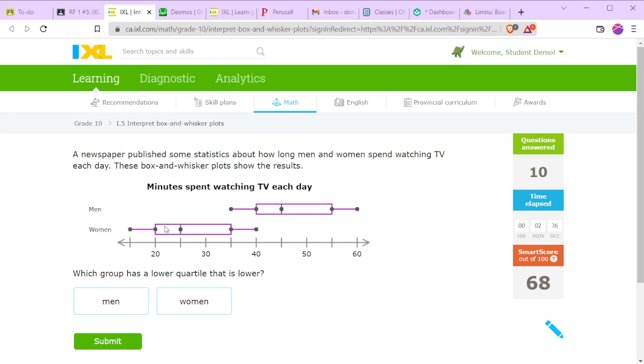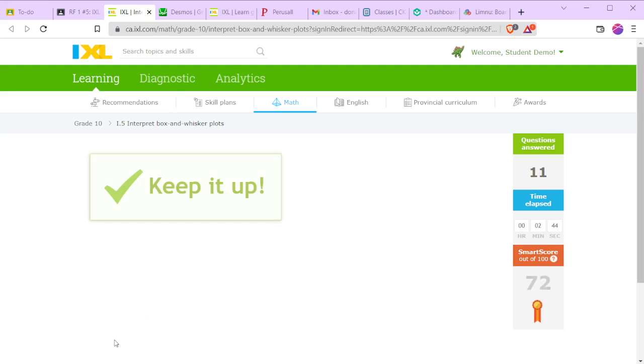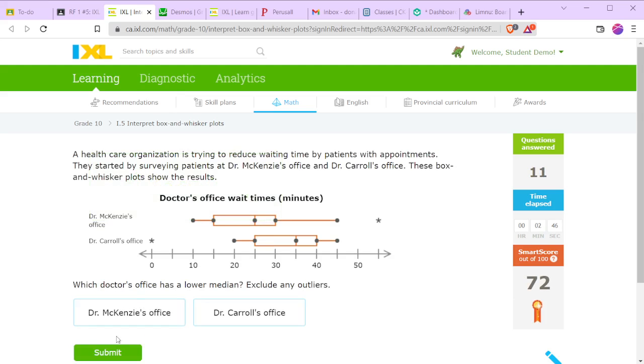Now the lower quartile. The lower quartile is the left edge of the box. So that's 40 for men and 20 for women. Which doctor's office has the lower median? Exclude any outliers. The median is the middle of the box, so that's the upper one, Dr. McKenzie's office.